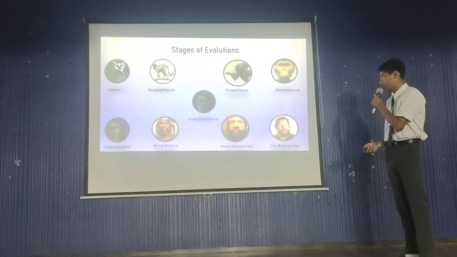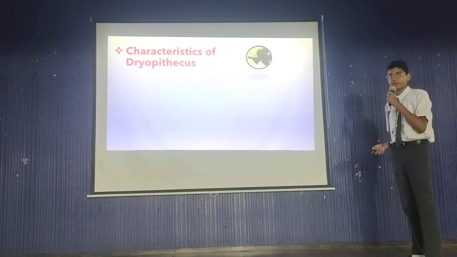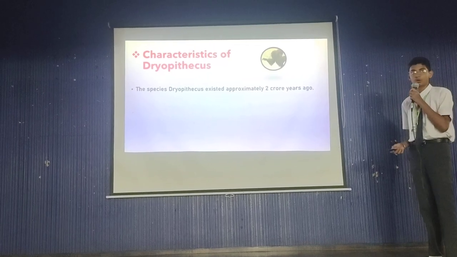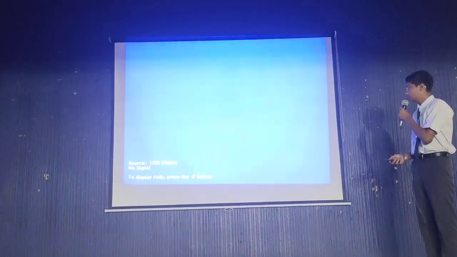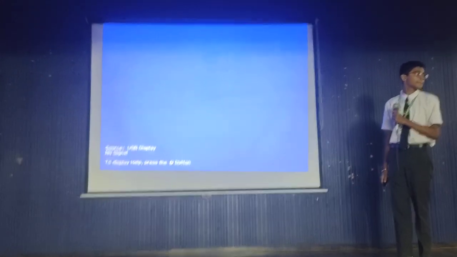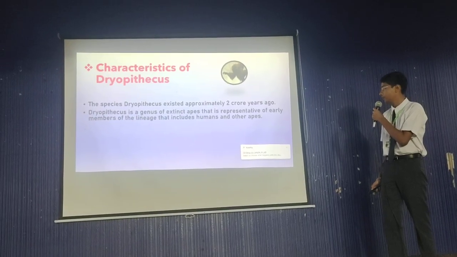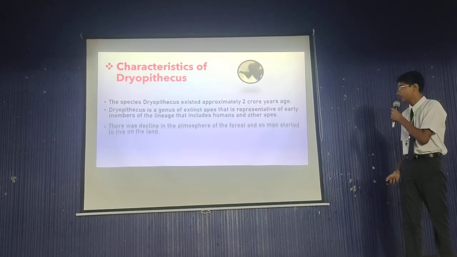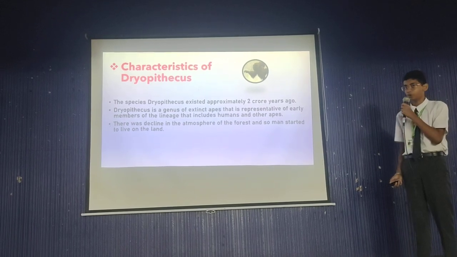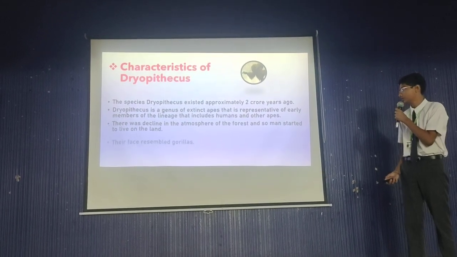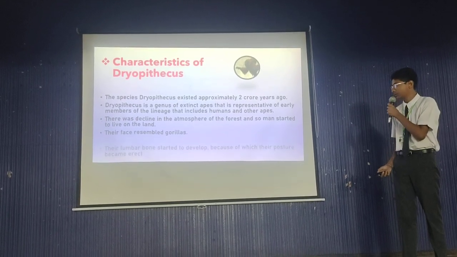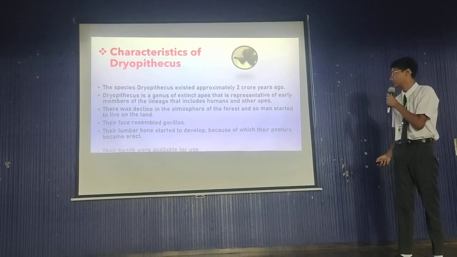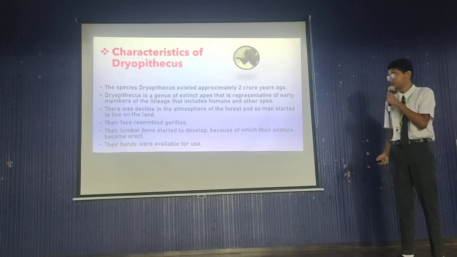The next stage is Dryopithecus. Characteristics of Dryopithecus are as follows. The species Dryopithecus existed approximately 2 crore years ago. That is representative of early members of the lineage that includes humans and other apes. There was a decline in the atmosphere of the forest and so man started to live on the land. That phase resembled gorilla. The lumbar bone started to develop because of which their posture became erect. Their hands were available for use.